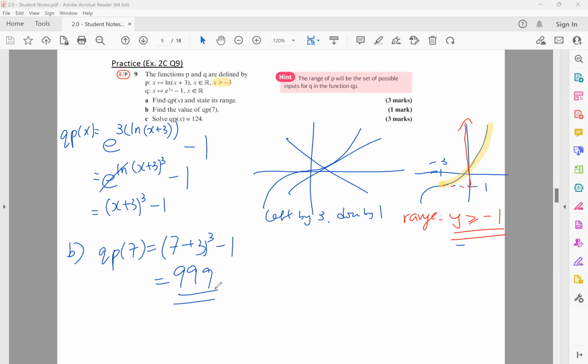Part C, solve qp of x equals 124. Easy peasy. (x plus 3) cubed minus 1 equals 124. Add 1, cube root. Now, when you cube root, there's no plus and minus. Okay, when you cube root, there's no plus and minus. So x equals 2.